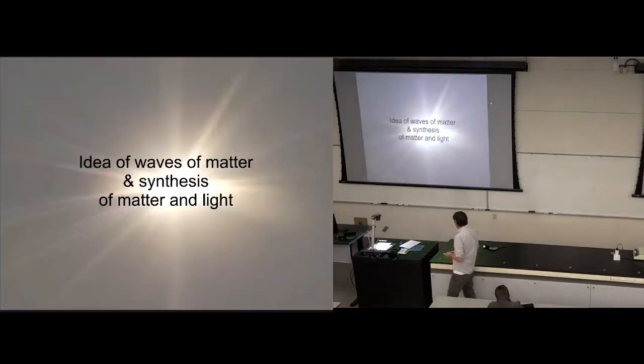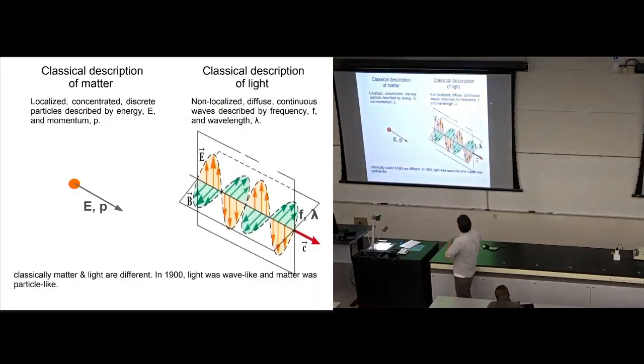Okay, so let's start with the idea of matter waves and the synthesis, joining together of light and matter. That's going to be our first topic here. This is the classical description of matter and light. This is the starting point for our description of light and matter. In the classical description of light and matter, well, I've got light over here on the right-hand side, and I've got matter over here on the left-hand side.